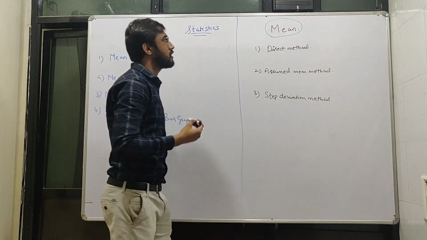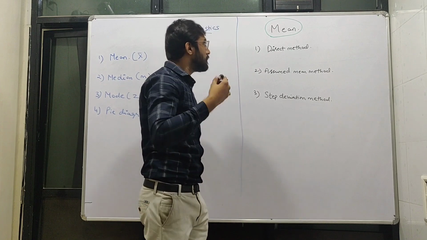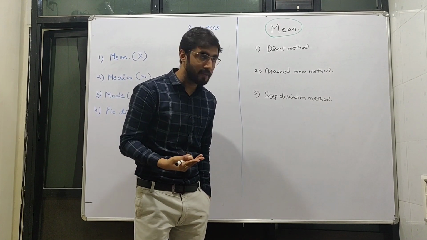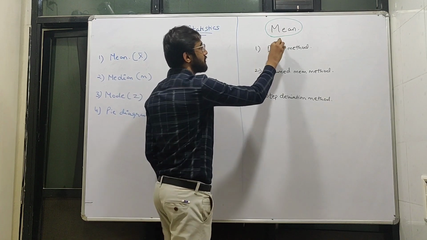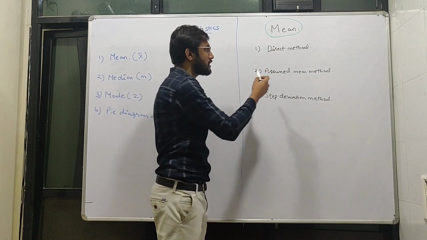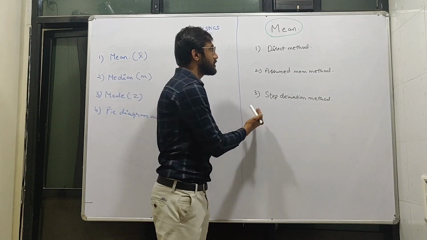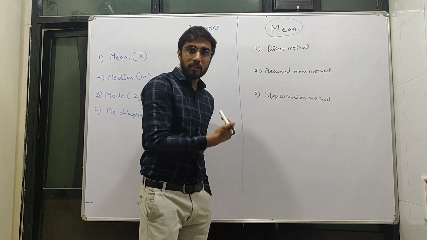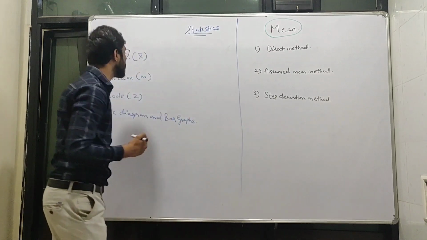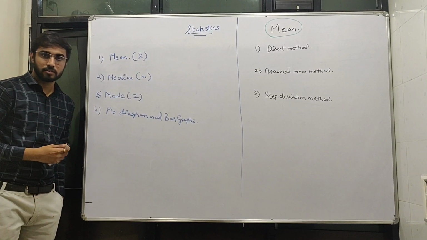So the mean is divided into 3 different parts. The numericals on mean can be solved by 3 different formulas. First is the direct method, second is the assumed mean method, and third is the step deviation method. So in our first video we will cover all the 3 methods of the mean section. The remaining concepts will be covered in the next videos.